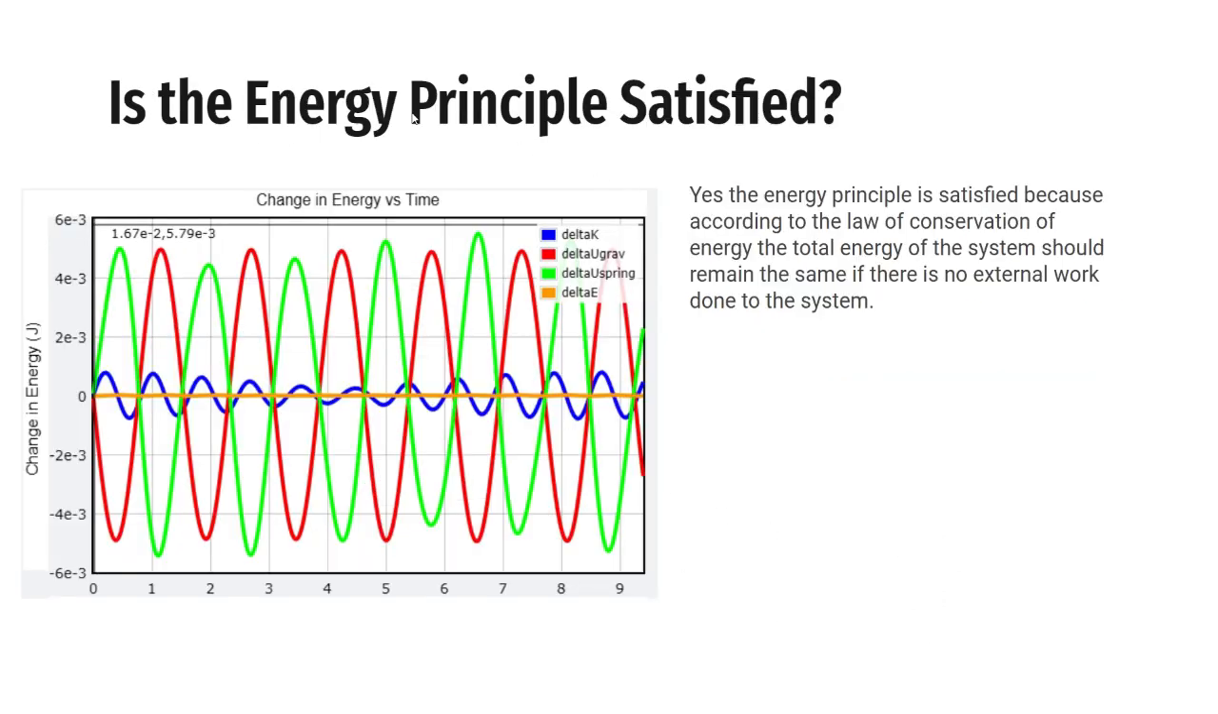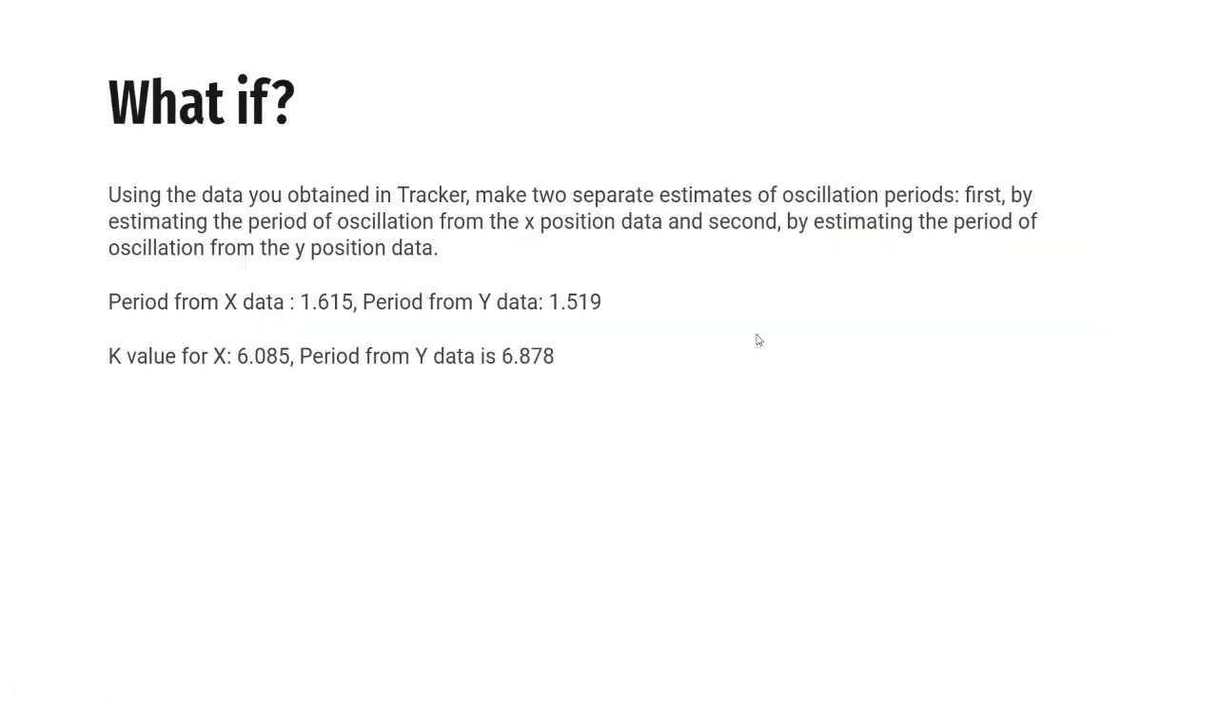Is the energy principle satisfied? Yes, the energy principle is satisfied because, as you can see here, the delta E remained at 0 the entire time, which meant that with no external work, total energy was 0 and remained at 0 throughout the changes in energy, meaning that the energy principle is satisfied, as it states that energy cannot be created nor destroyed, so it remains at 0, but is merely transformed, as you see here for the changes in energy.